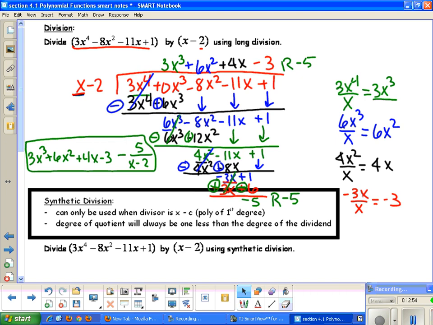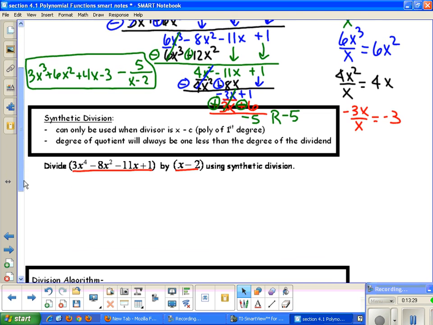Now, after long division in Algebra 2, then we learned about synthetic division. Synthetic division can only be used when the divisor x minus c is a polynomial of the first degree. If your divisor is not a polynomial of the first degree, you cannot use synthetic division. The degree of the quotient will always be 1 less than the degree of the dividend. So whenever you're finding your answer, it's always going to be 1 less than the degree of the dividend, which would be in this case right here. This is the divisor, so 1 less than what you started with.